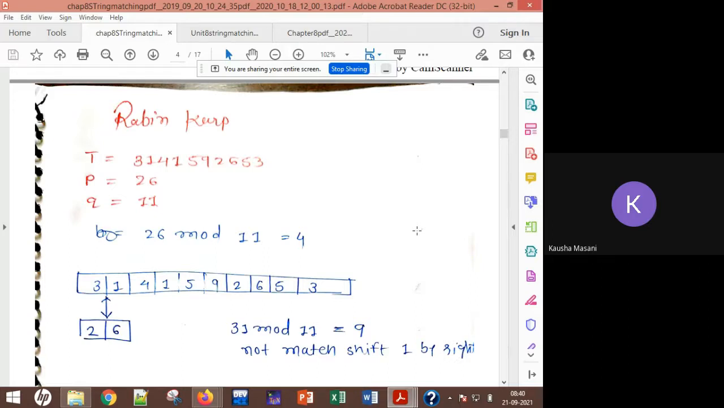Today's topic from your chapter number 8 is the Rabin-Karp algorithm. Again, this is a string matching algorithm, where you are given a text, a pattern, and a q value. The q value is nothing but a size. These three things, whatever I have written there in red, will be given in the question.